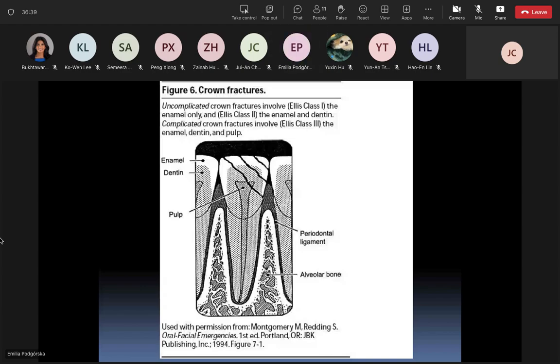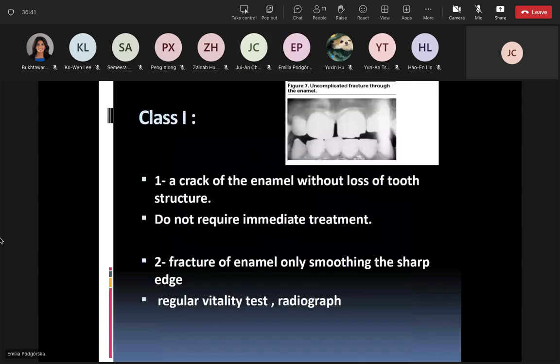Class 1, a crack of the enamel without loss of tooth structure. These teeth do not require immediate treatment. For a fracture of enamel only, treatment is smoothing the sharp edge, regular periodic follow-up, and radiograph.